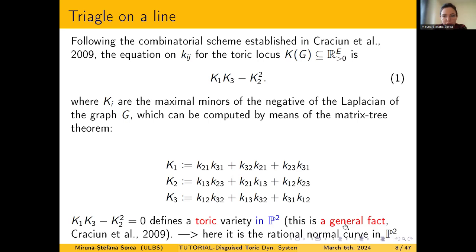By the way, here we have a toric variety in P2, if you want to look at it like this, given by the equation in capital K. Of course, we now know this is a general fact that it's toric. But what is even more interesting is that here it's the rational normal curve in P2. You can think of this also for n-gon on a line, so n points on a line: try to see what you can obtain in Pn.